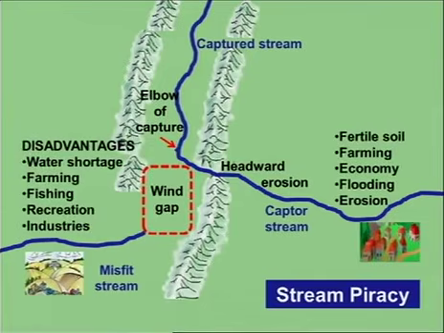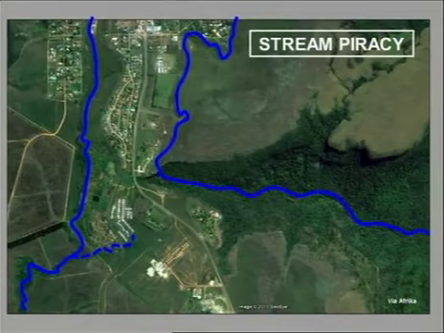Okay, so if you have a look, if we've got two towns, one here and one here, this one will be totally disadvantaged because its water has been cut off. There will be water shortages, farming, fishing, recreation, industries, all of them will have a problem, will be disadvantaged. Whereas this one, see what's happening, got more water, farming, nice economy, but the only problem is flooding because it's got more water, erosion. The river is going to flow much faster.